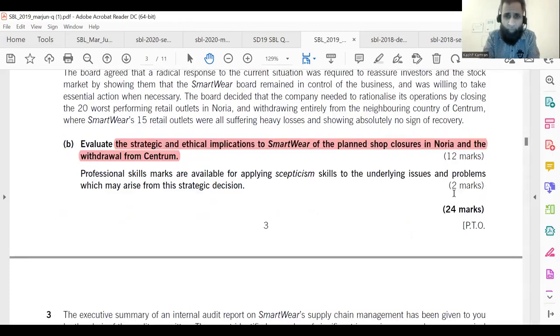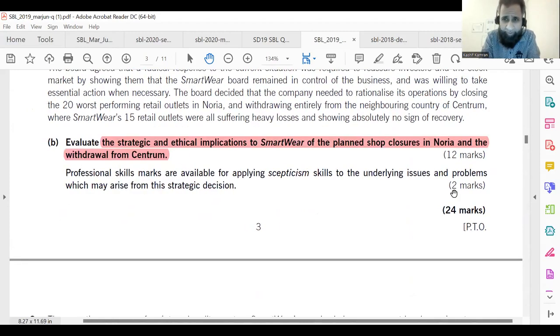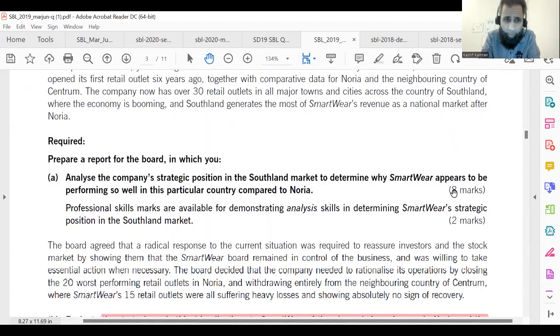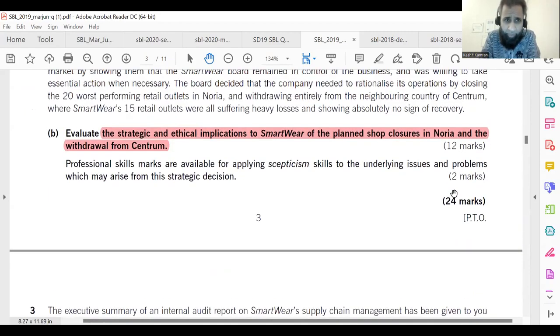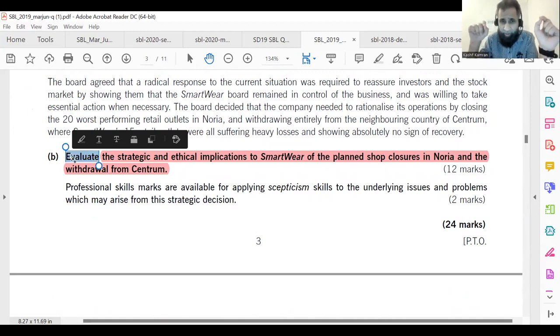Okay, look at this question in front of your screen. This is from the March-June 19 exam. I hope you can see that in front of your screen. Question number 2B of the March-June 19 exam. I'm just reading the question. It says, evaluate the strategic and the ethical implication.